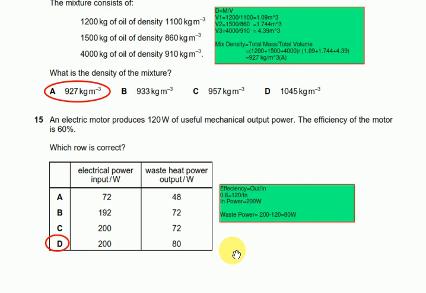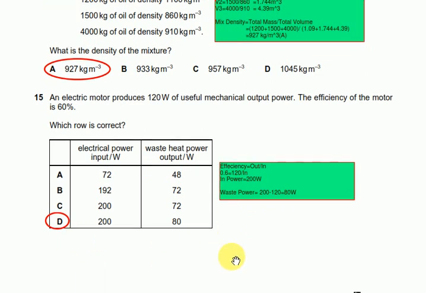And we know the input power, we know the output power is 120. So the waste power is the difference of them. So 200 minus 120 is 80 watt. So D is the appropriate option.